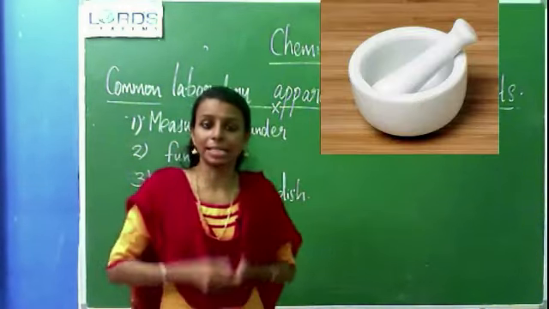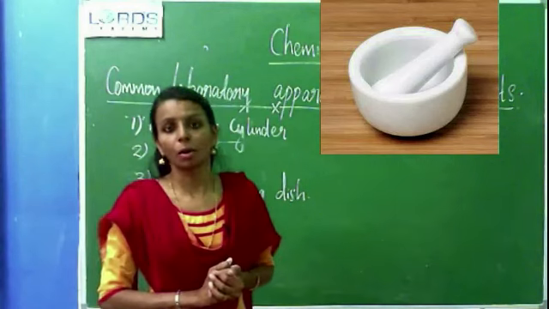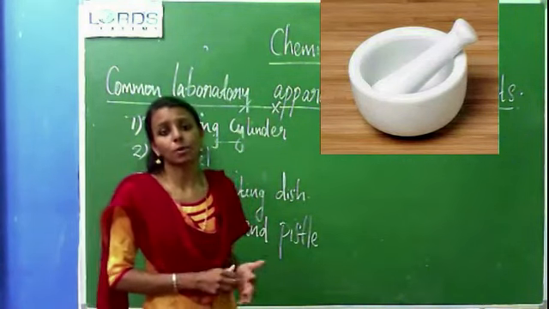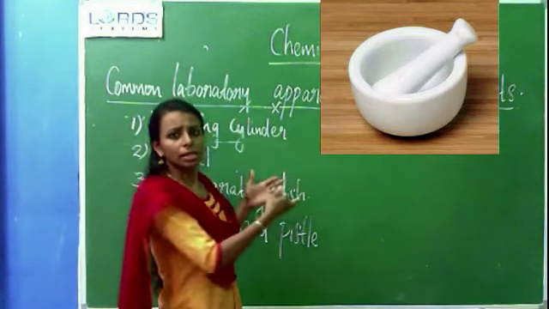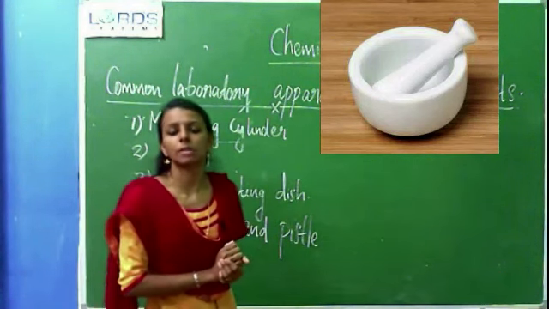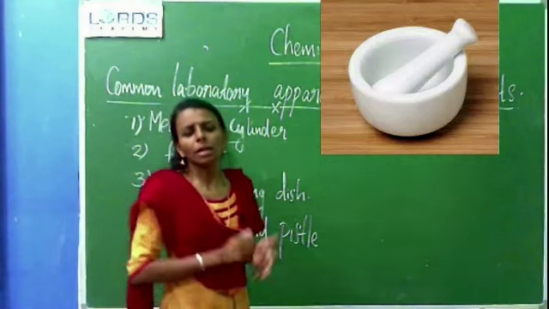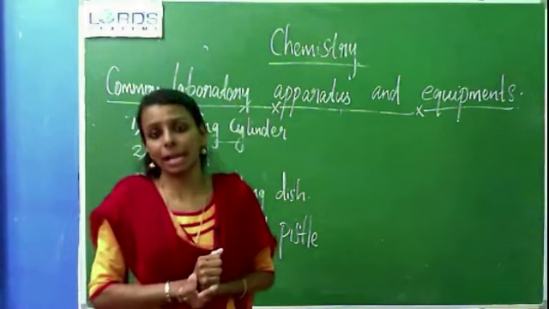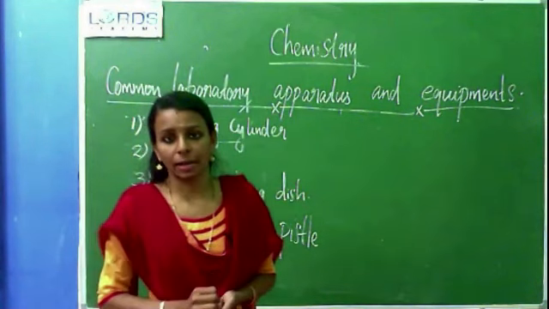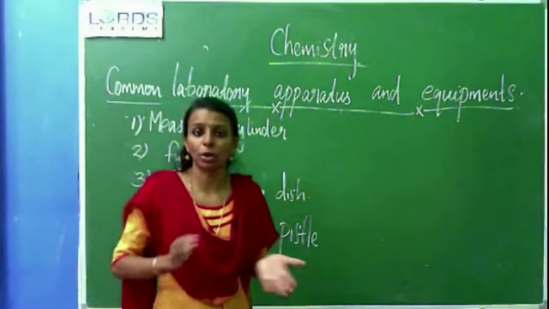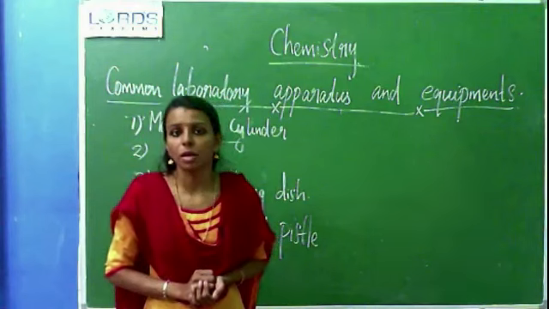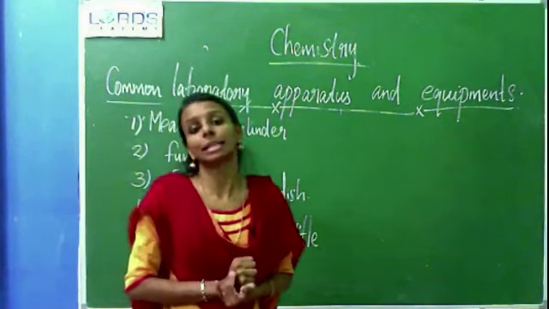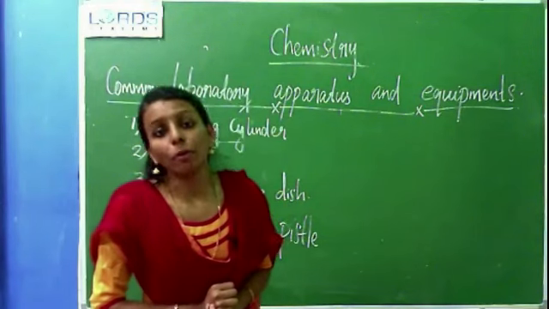What is this? This is the next apparatus. Mortar and pestle. What is the use of mortar and pestle? Yes, the mortar and pestle is made up of porcelain. This mortar and pestle is used for grinding or crushing the solid chemicals. There are different sizes of mortar and pestle present here. It is made up of porcelain.